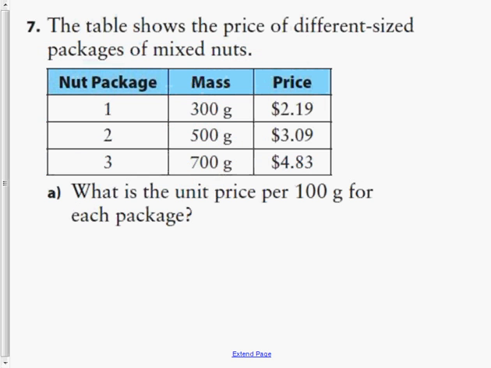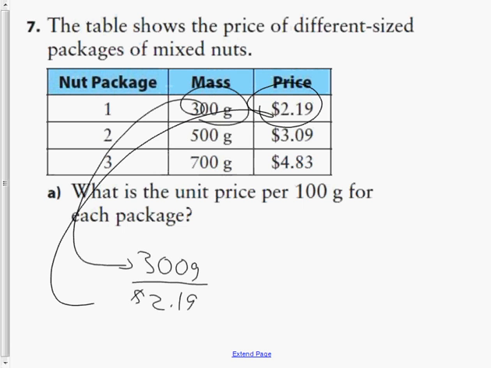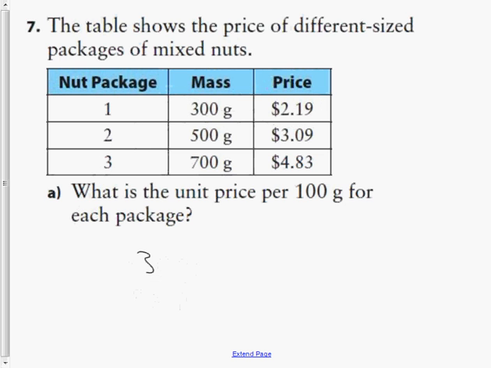Question 7 shows the price difference of four nuts. You have a small bag, which is 300 grams, 500 grams for a medium bag, and 700 grams for a large bag. So the problem is most people probably want to do this. They see this number, they put it on the top. They see this number second, they put it on the bottom. And really, that's not what we want to do. We want to look at price per 100 grams, which means our mass is going to be our bottom number.